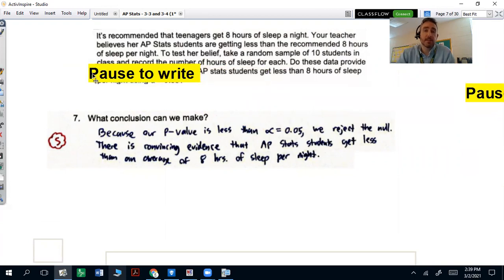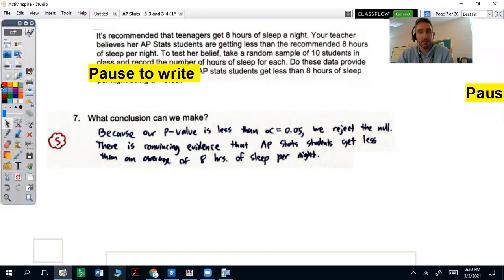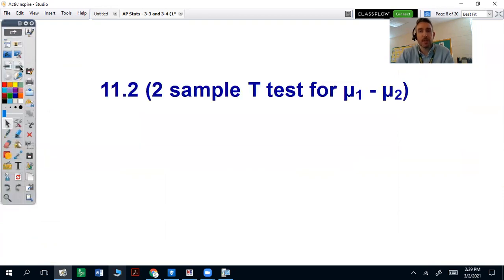That's a one sample t-test. If you have any questions, please ask. If not, let's move on to the two. So how do you do a two sample t-test?